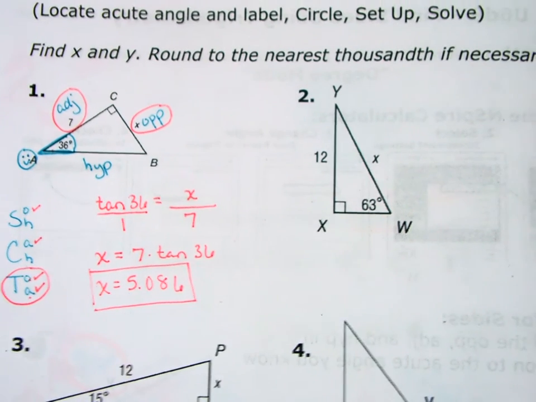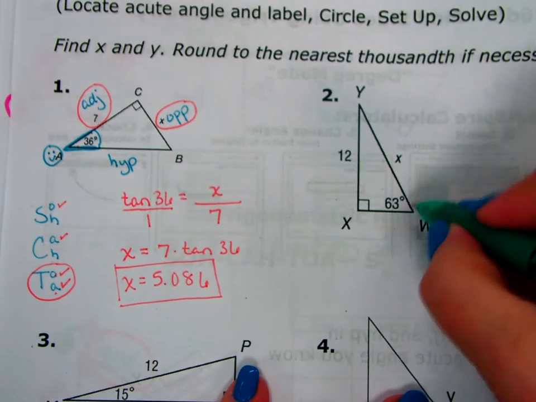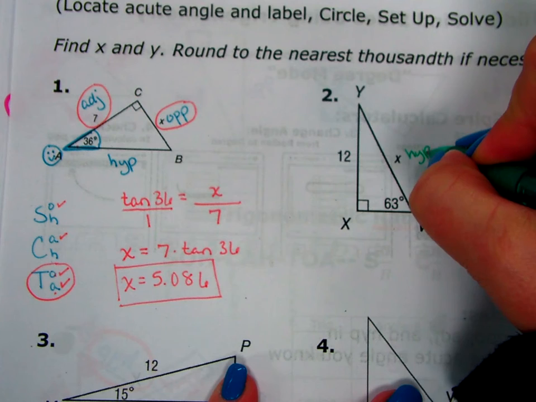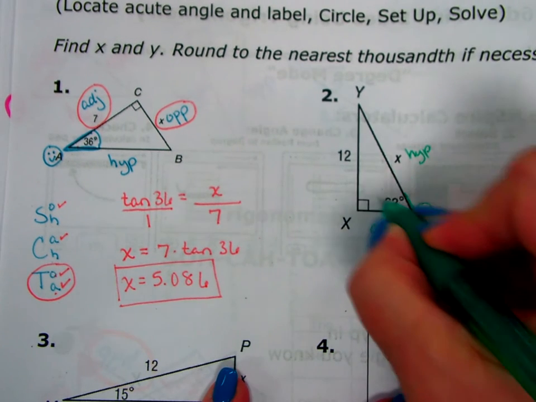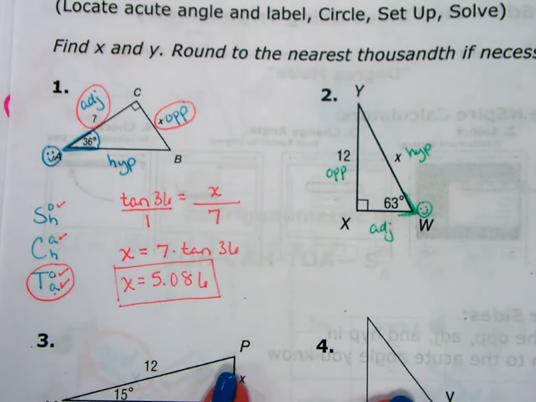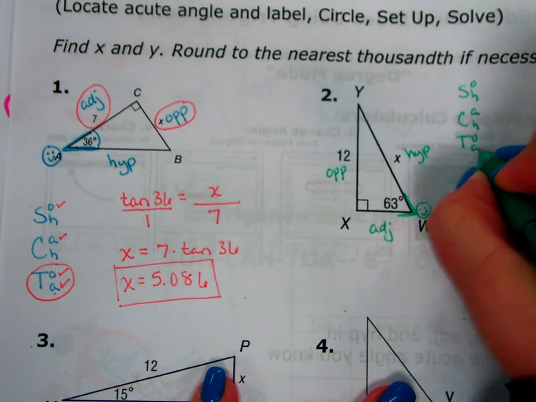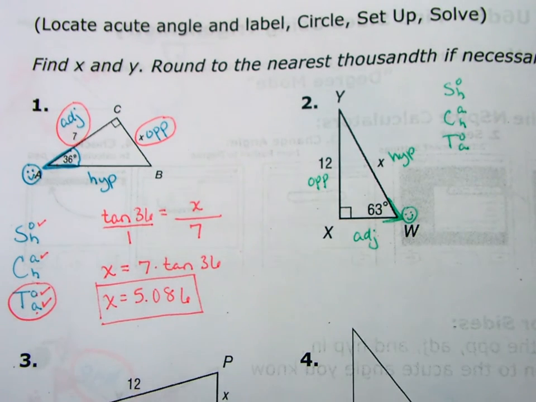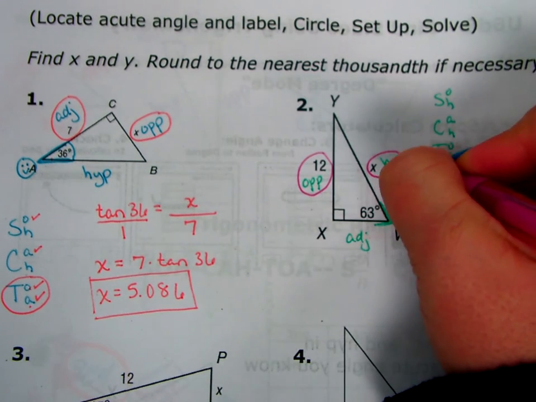Number 2. First thing I'm going to do is decide what angle I'm standing at. Where am I at? 63. Which one's my hypotenuse? Which one's my adjacent side? The unlabeled. So then we're yelling at the 12, right? That's on the opposite side of the triangle. So, SOH CAH TOA. All right, which trig function, or which two sides am I going to circle? Which one do I know? I know the opposite, and I know I'm trying to find the hypotenuse.